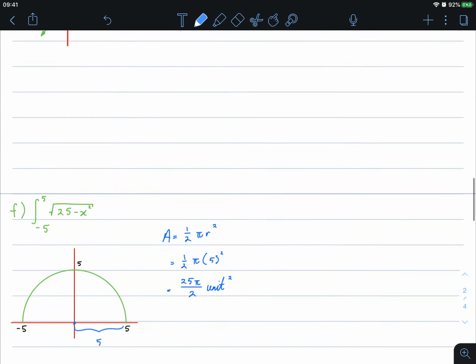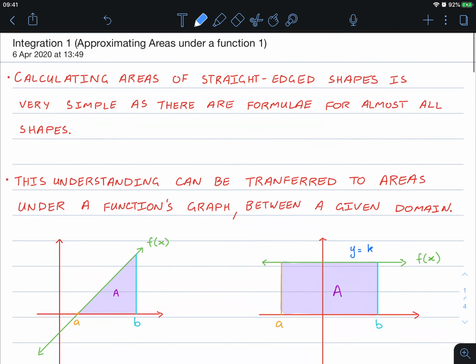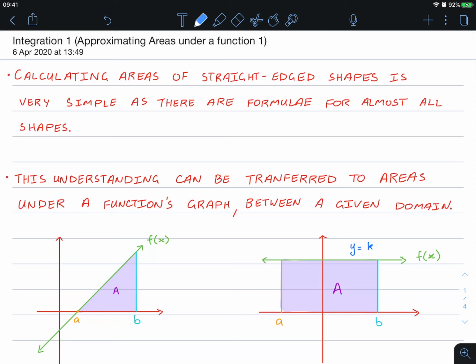So I hope we can see that we can find the area of some basic functions just using regular area formulas that we know.